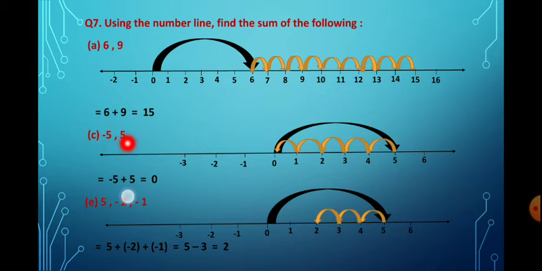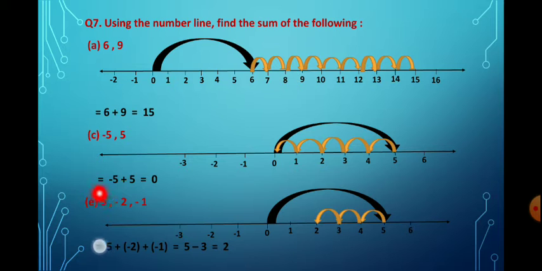Minus 5 and plus 5, again from 0 to plus 5 and then move left hand side. Since it's minus 5, we'll move towards the left hand side from 5. So 1 2 3 4 5. So the answer is 0. So minus 5 plus 5 equals 0.